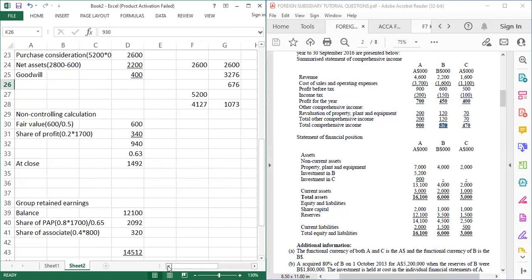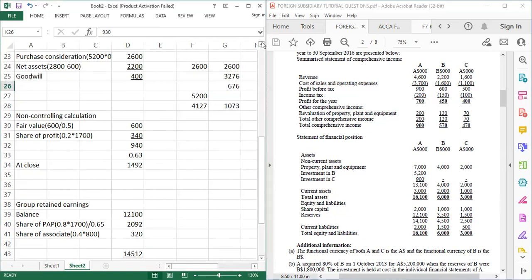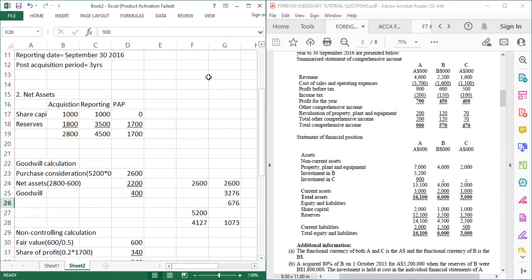It's not 1,500, it's 3,500. I'm using the associate figure. So what will happen is that let's count to the net assets. So the net assets over here is 4,500.